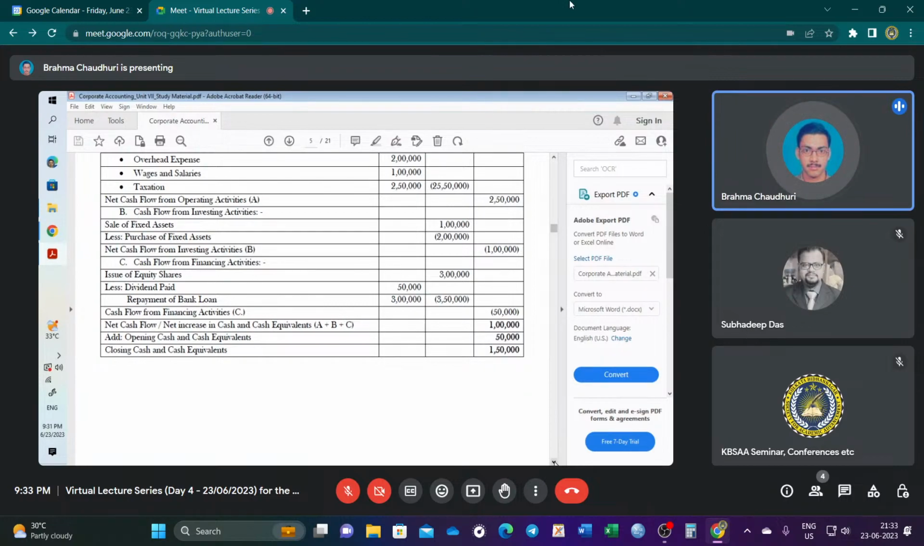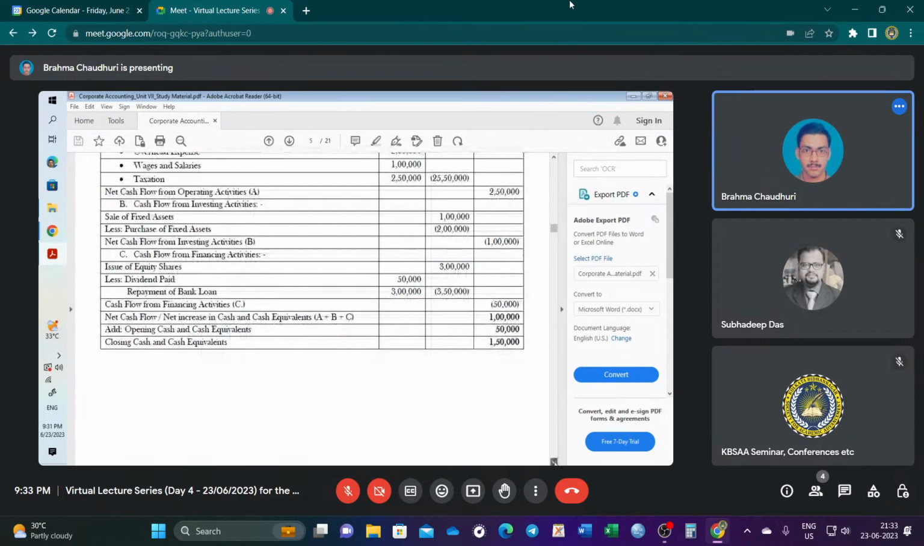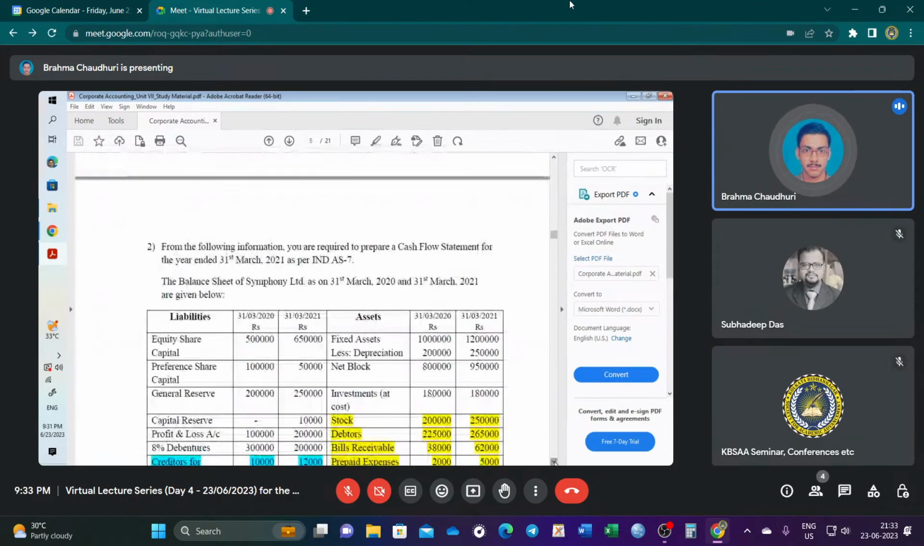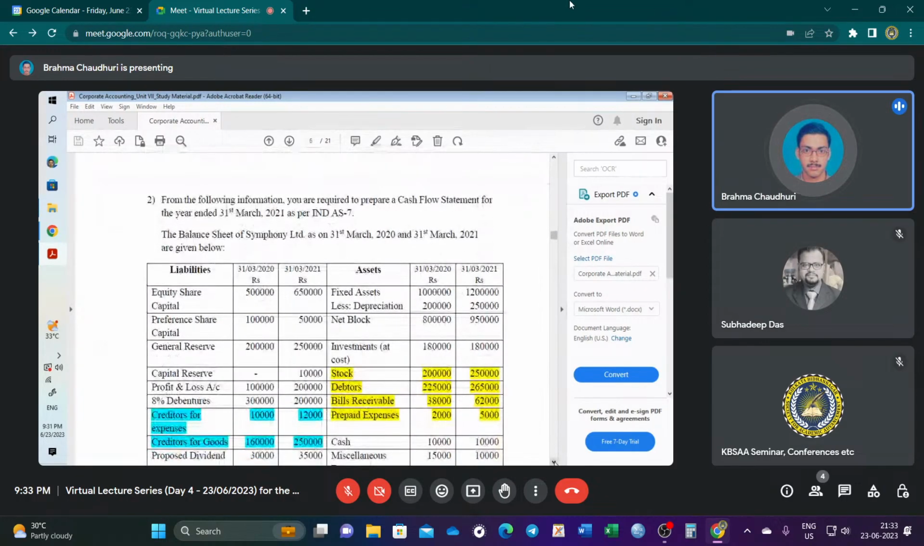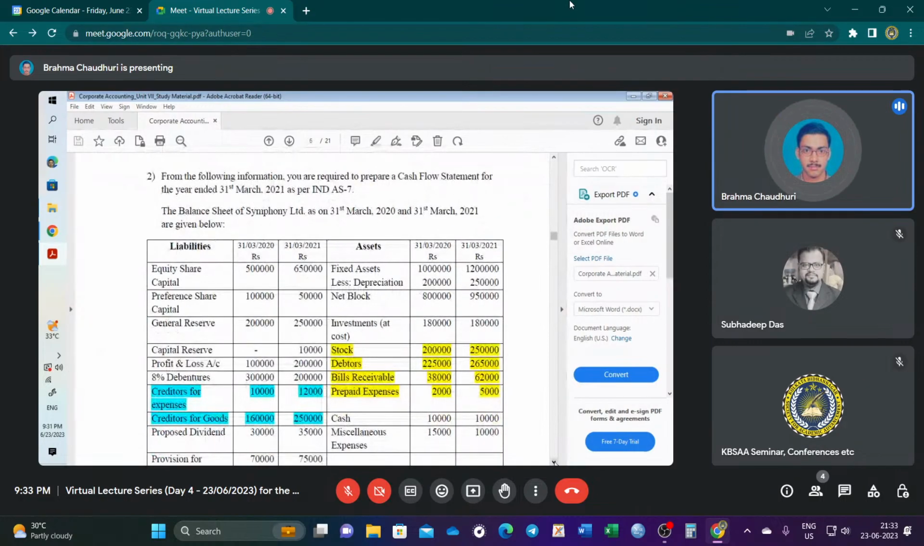For that also, I will explain it by solving the sum with the help of the following illustration. Ronak, do I have time for half an hour?